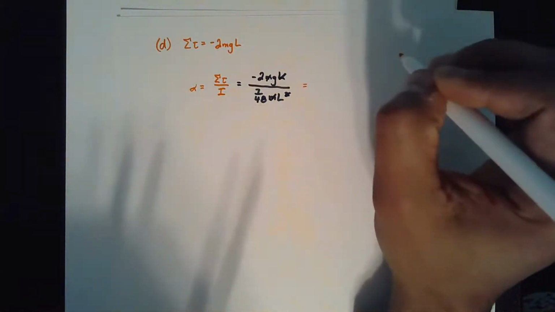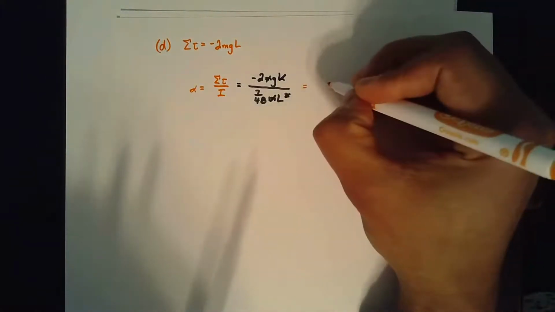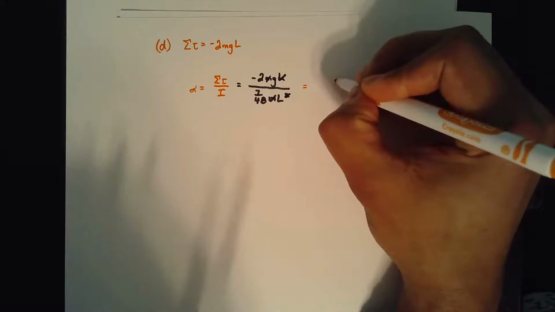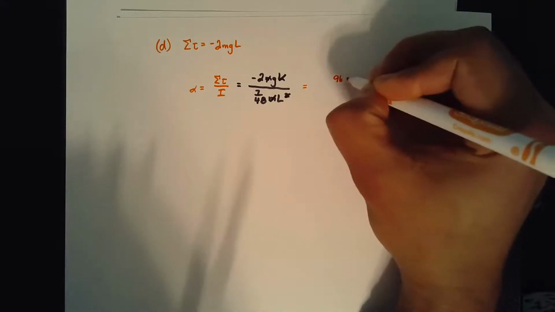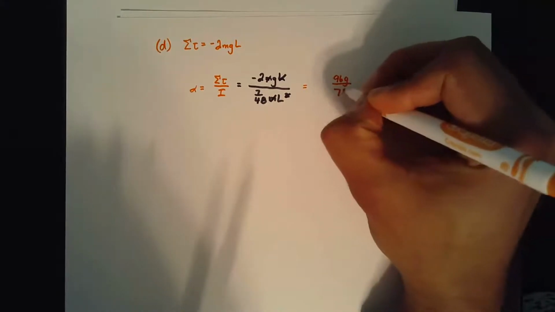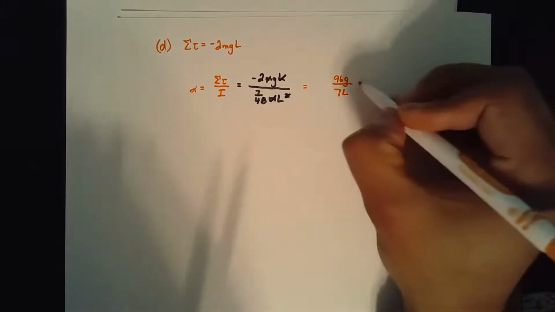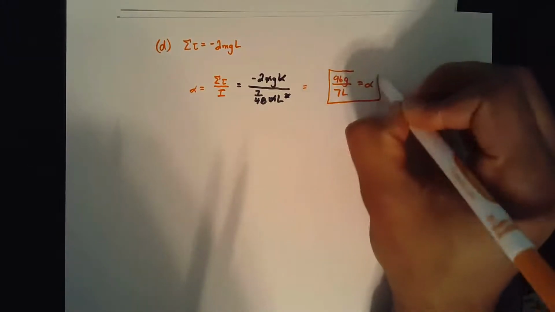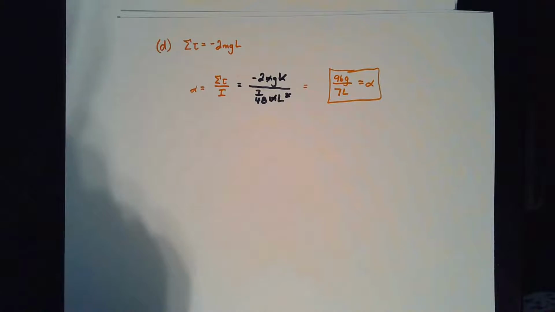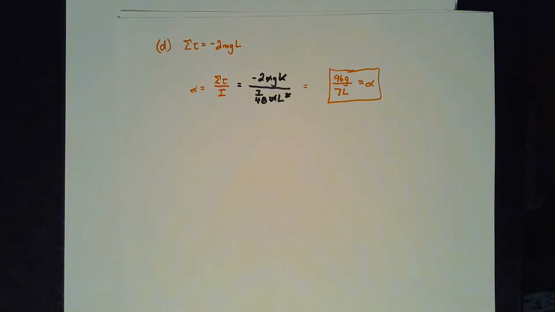It doesn't really matter what this is, as long as it's magnitude. The negative sign doesn't matter. So 48 is 96g over 7L, is my angular acceleration. Okay. That's how you do part D.